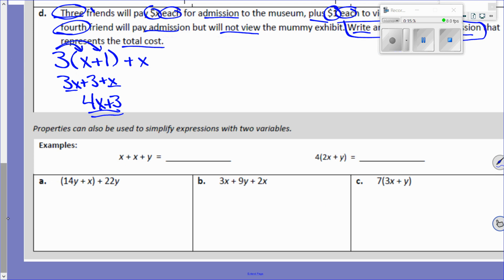No, that wouldn't be right. The answer is not 7x. No, it's not. Those aren't like terms. That's a constant. Can't put a constant together with a variable unless I'm multiplying. But I can't add them together.